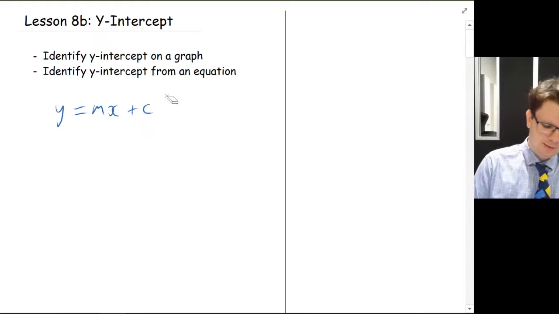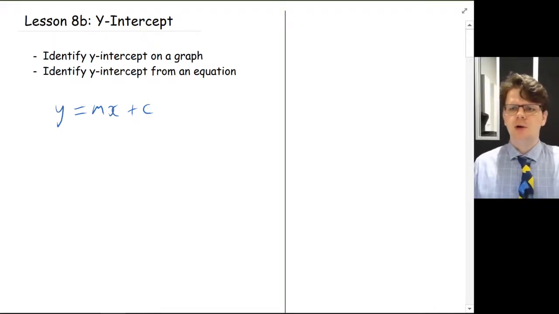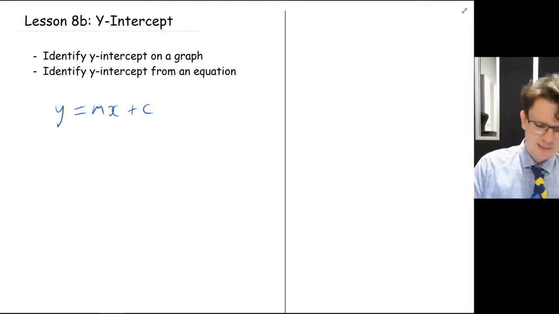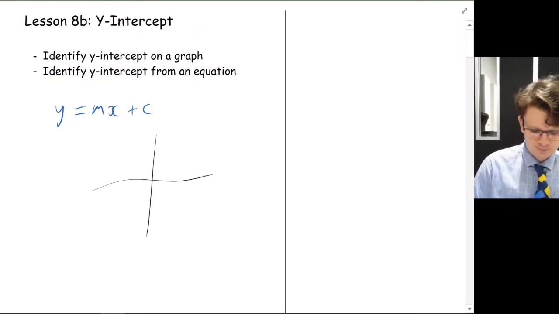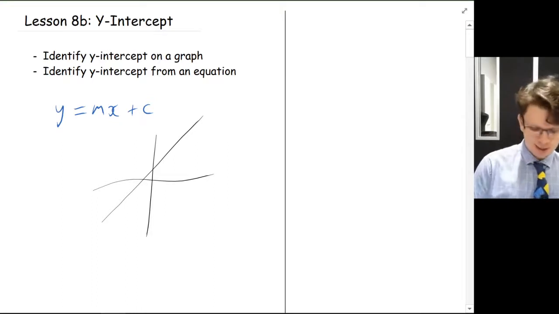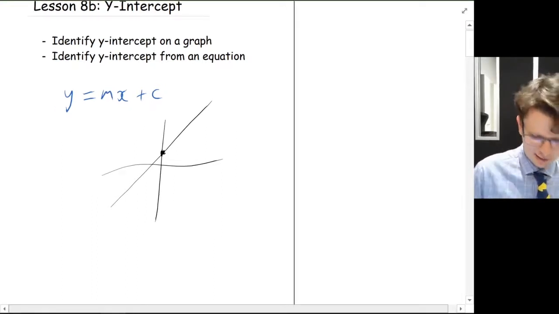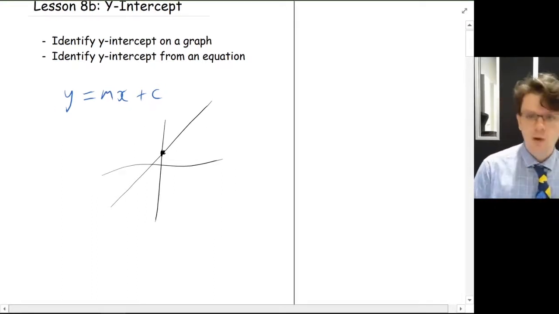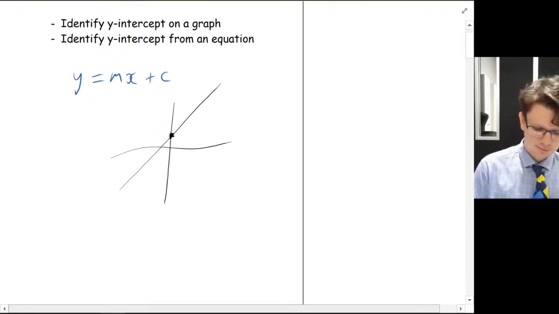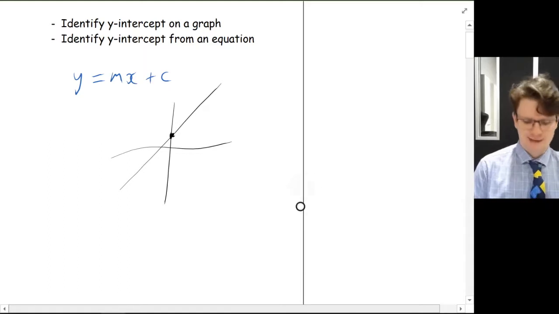So this is our y-intercept. Now, I want us to be able to find it in two different ways. Now, fortunately, the y-intercept is nice and easy. What does it mean to intercept? It just means to go through. So imagine we have a picture, we've got our axes, and we've got a line like that. Where is the y-intercept? It lies right here. That's the y-intercept. Why? Because it is where the line intercepts the y-axis.